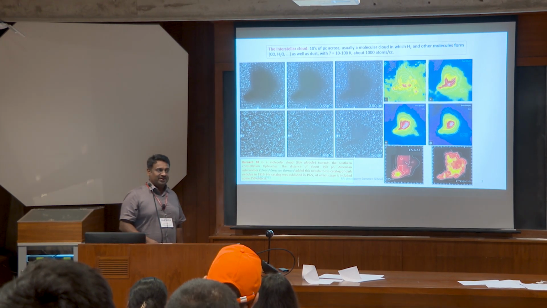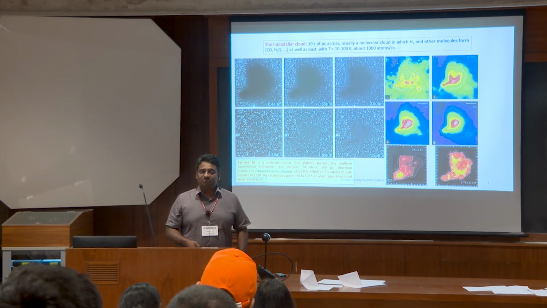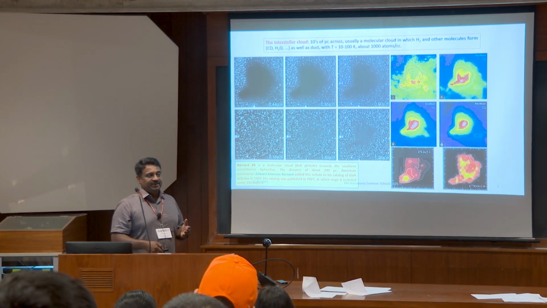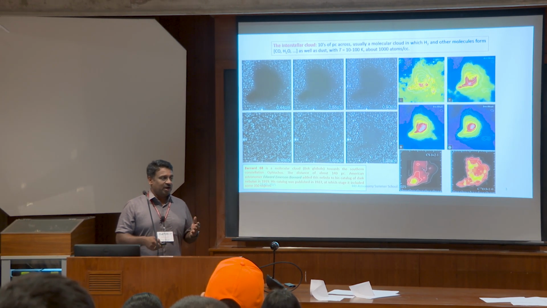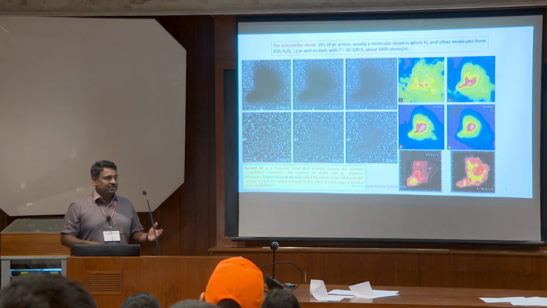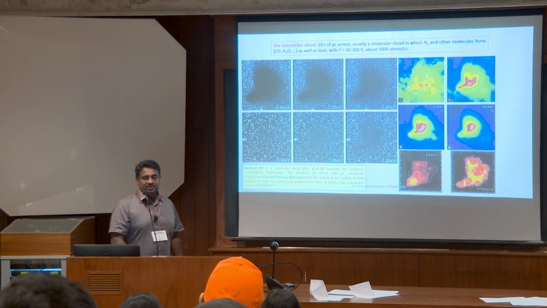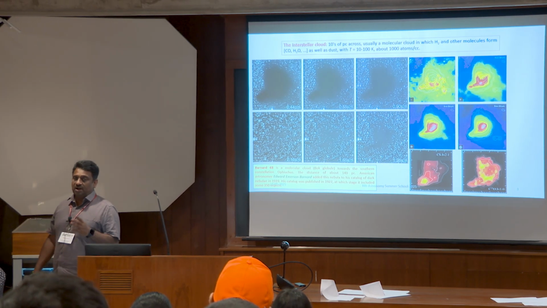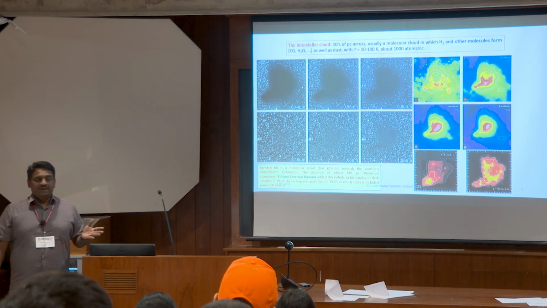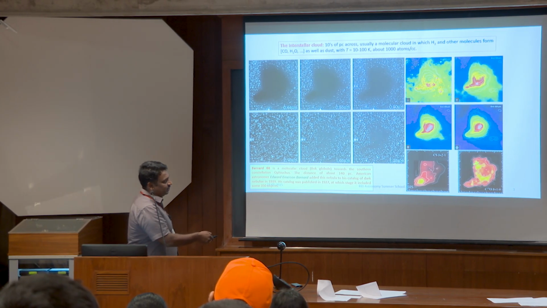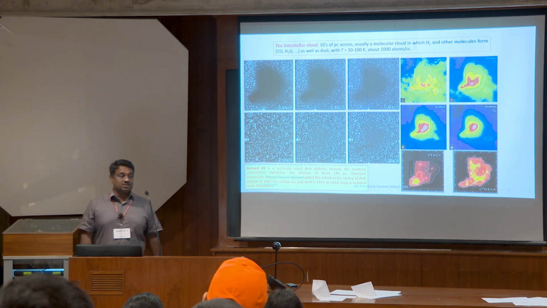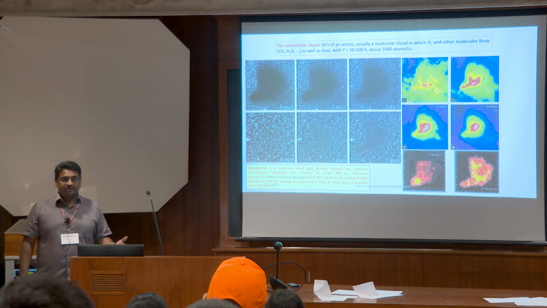Hydrogen molecule, right? But there is a problem. You cannot detect the hydrogen molecule directly. They are homonuclear, right? So they don't have a permanent dipole moment. So what you do is use the second most abundant molecule, carbon monoxide. When they are in thermal equilibrium, you can actually see the distribution of the gas in the cloud.